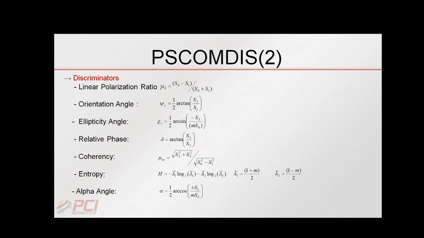Some of those discriminators are comparable to the discriminators you have for a full quad analysis. Now you have here the alpha angle and the entropy that can be used to compare directly to their equivalent in the case of a fully quad or fully polarimetric analysis. You can also compute the coherency and the relative phase, which is not in that case the phase difference between HH and VV. This will be in the basis of your two compact polarimetric channels.